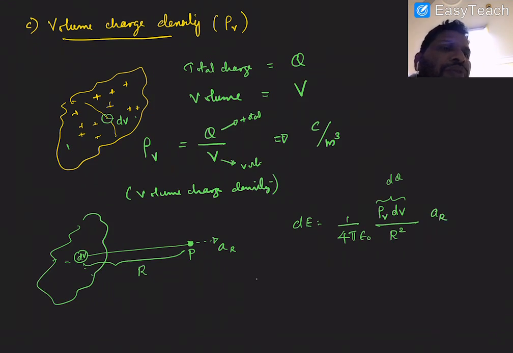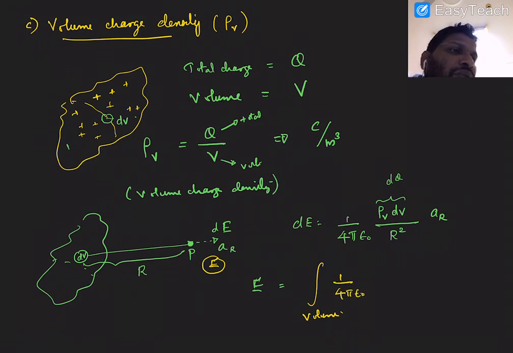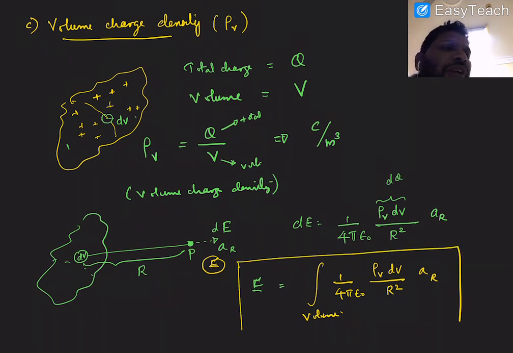So this is the dE. If you want to find the total electric field due to this, you have to integrate this dE. That means it is the integral over the whole volume of 1 by 4 pi epsilon 0 into rho V into dV by R square into AR. So this will be the total electric field due to the total volume.